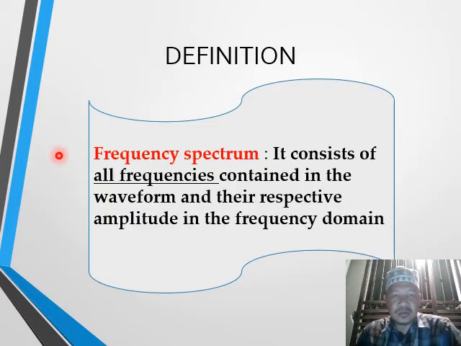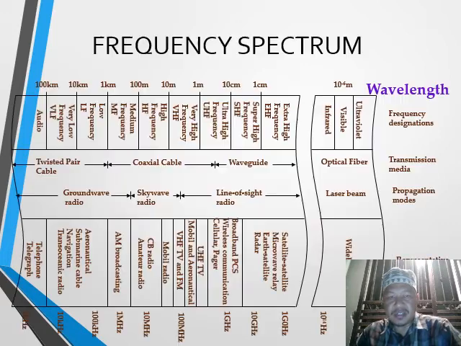Next, the topic is frequency spectrum. So what is frequency? What is spectrum? Frequency spectrum consists of all frequencies contained in the waveform and their respective amplitude in frequency domain. So we have time domain and frequency domain. Okay, we will see an example for this. This is an example of frequency spectrum.